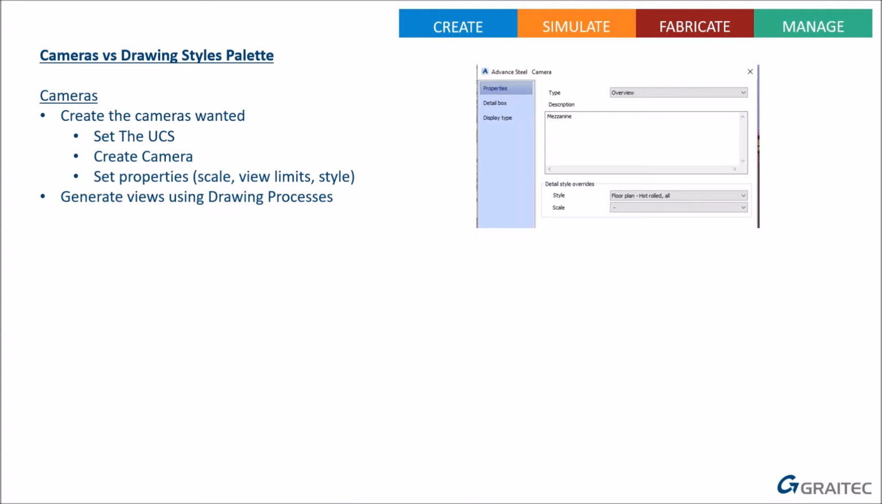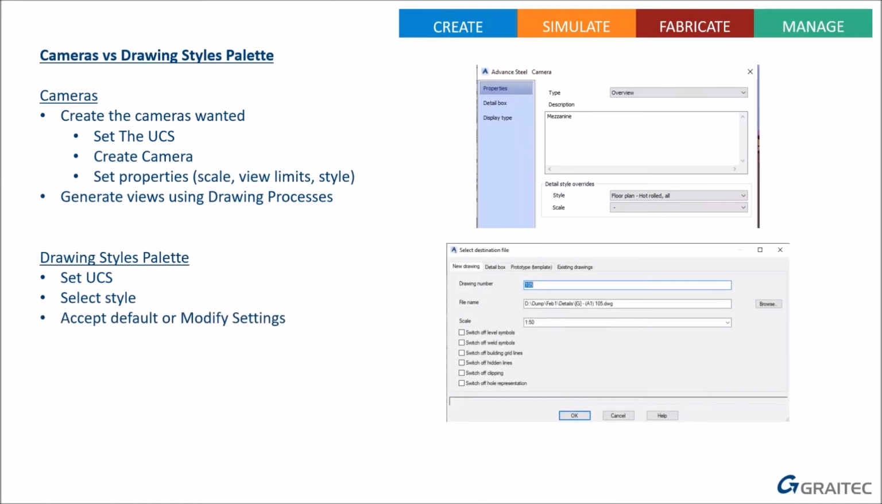If you choose to use the drawing styles palette, then for every single view, you have to set the UCS, select the style you want from the palette, and either accept the default settings or modify them. If you're modifying the settings, there's lots of things you have to set: the prototype you want to use, the scale of the view, the file name, the view limits, and others. And you have to repeat that for every view. So as you can see, it's probably about the same number of clicks, give or take one or two, same amount of work, whichever method you choose to use.